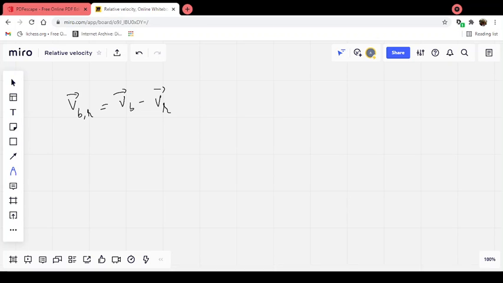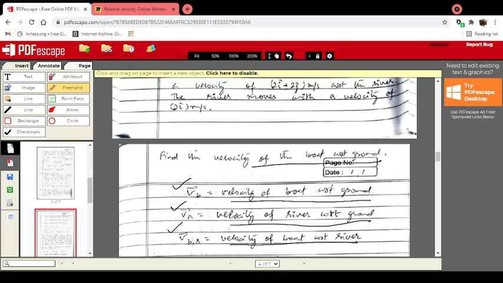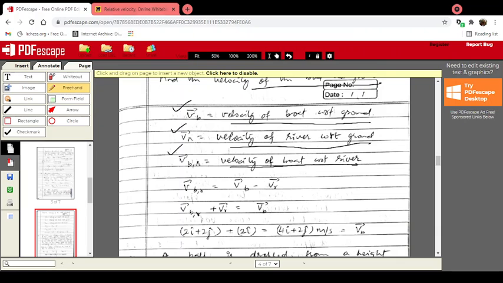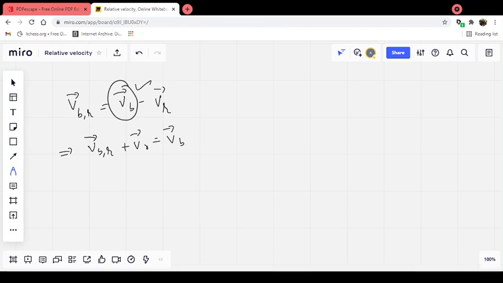This equation we know. So we are supposed to find the velocity of boat with respect to ground. To do that, we will just shift the Vr vector from RHS of the equation to LHS. So we get velocity of boat with respect to river plus velocity of river to get the velocity of boat. Velocity of boat with respect to river is some 2 i cap plus 2 j cap meters per second, and the velocity of river itself is some 2 i cap meters per second.